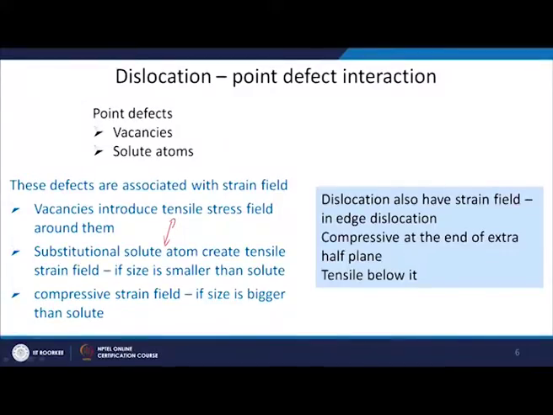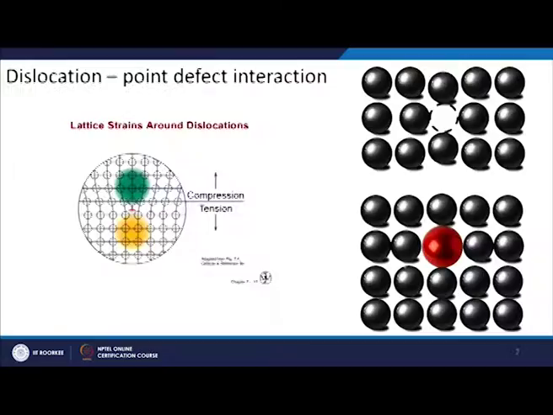We also know that dislocations also have a strain field. For example, in edge dislocation there is a compressive field at the end of the extra half plane and tensile below it. Okay. So, I will just show you all the images for these three cases in the next slide.